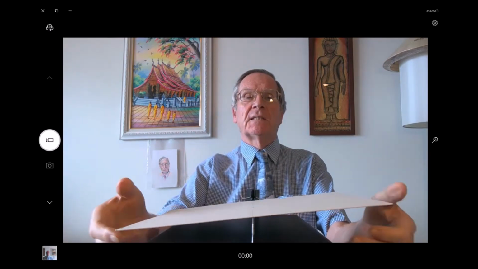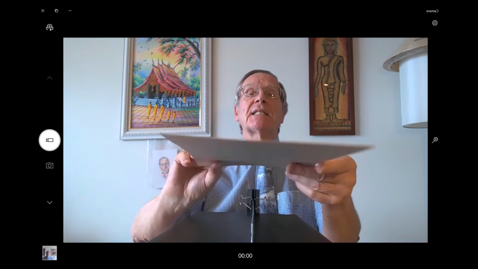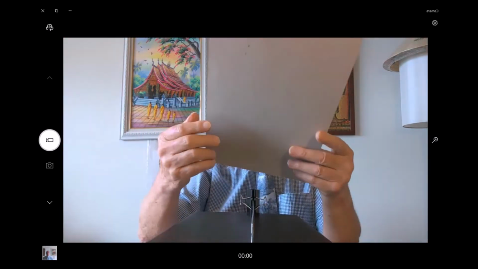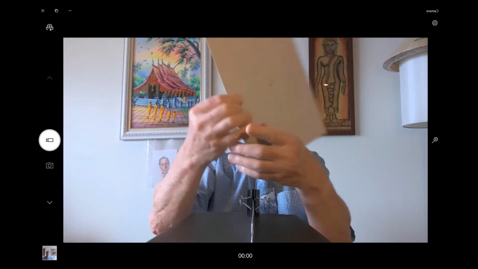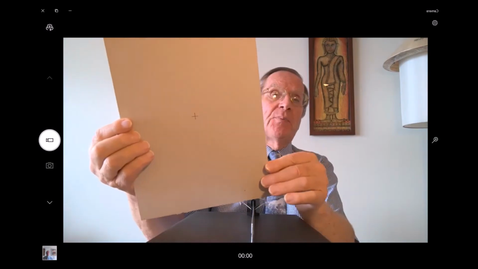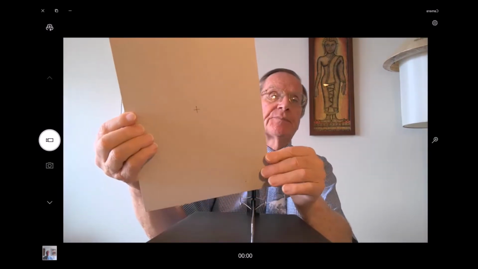Perfect. Very nearly. There you can see that it's just, there we are. We've got it. And so if it balances about those two lines, we would expect the center of mass to be right in the middle at that point where we can see the cross.